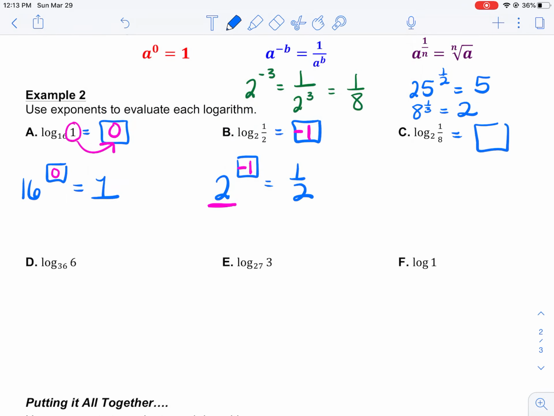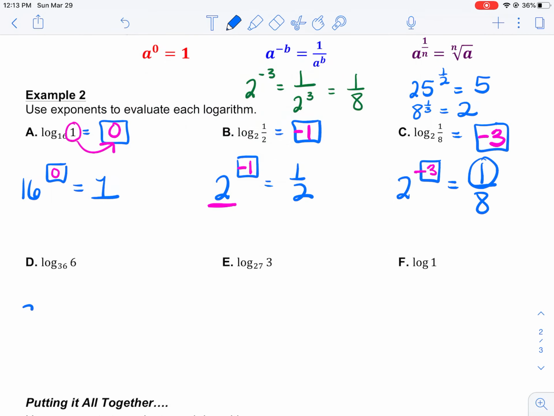All right, next one. 2 to what power equals 1/8. So that 1 there kind of is a hint that your exponent's going to be negative. So we know 2 to the third is 8. And so this must be 2 to the -3rd, which is 1/8. And so that log equals -3.